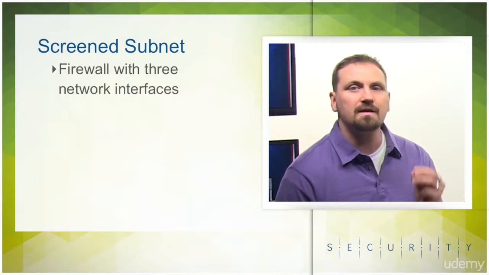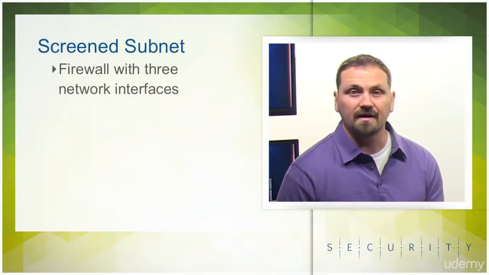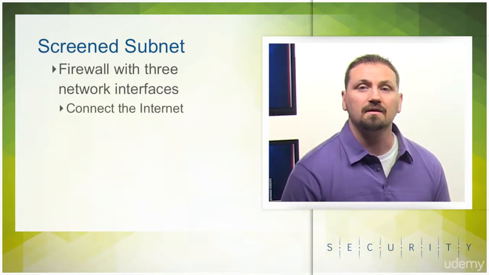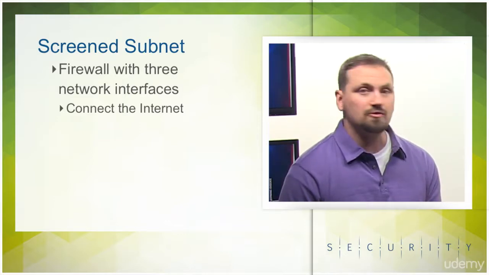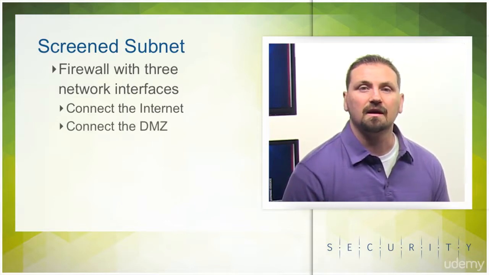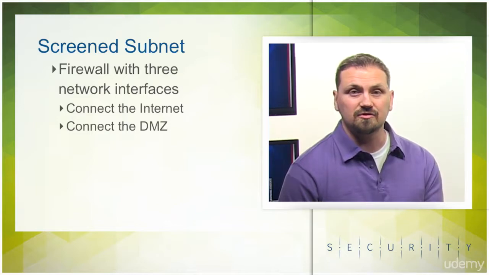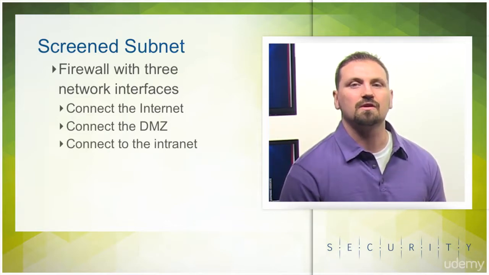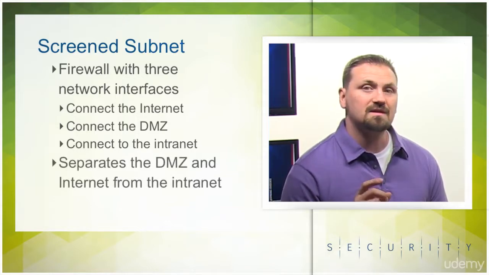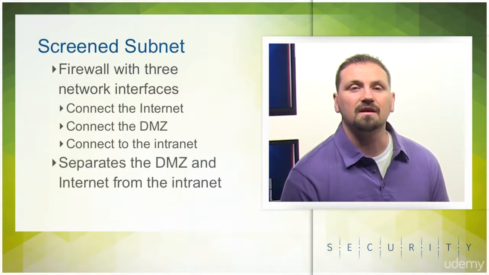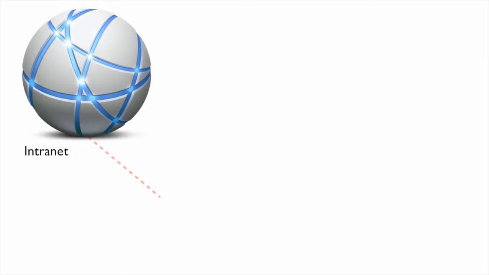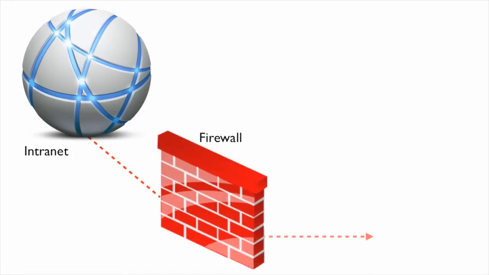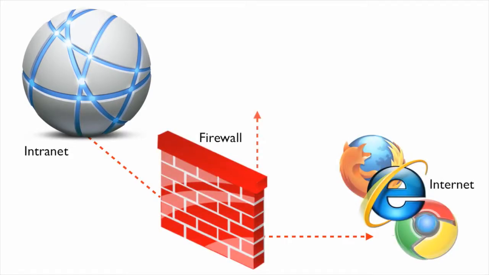A screened subnet is a network architecture that uses a single firewall with three network interfaces. The first interface is used to connect the internet. The second interface is used to connect to the DMZ, and the third interface is used to connect to the intranet. Now, what's the advantage of a screened subnet? It separates the DMZ from the intranet. If and when the firewall is compromised, access to the intranet will still not be possible.